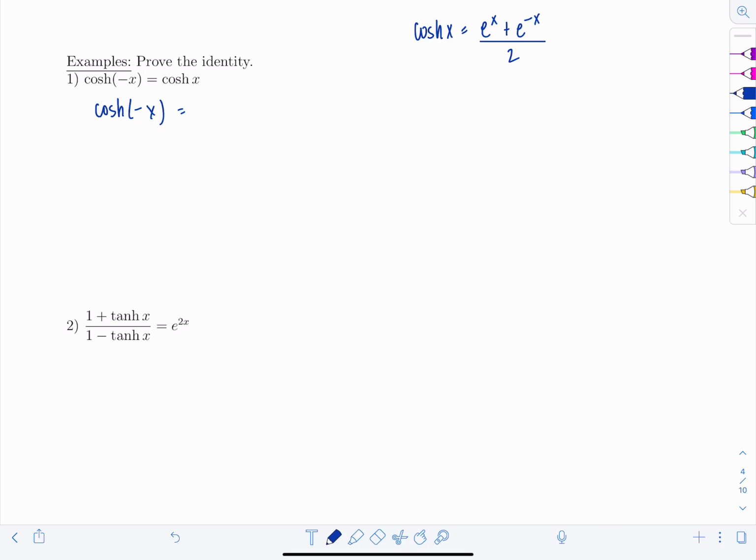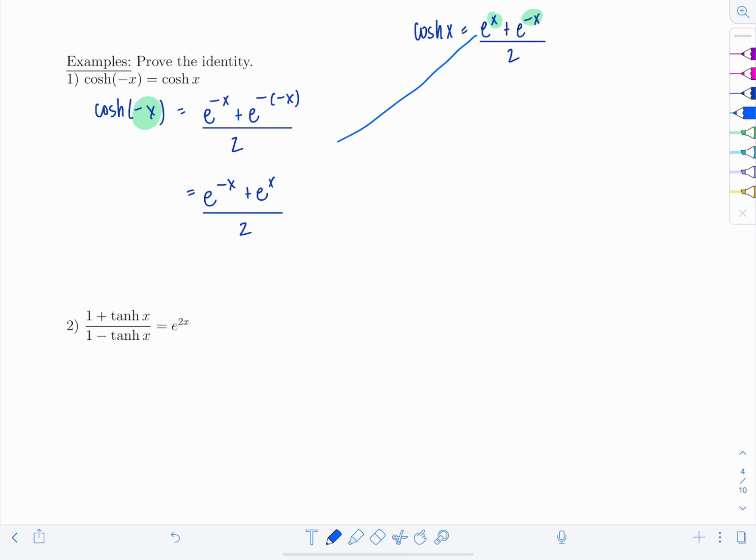So now I'm just going to substitute in negative x for the exponents and then see if I can complete the proof. So this would be e to the negative x plus e to the x over 2, which is e to the x plus e to the negative x over 2. And see, these guys are the same. It's just the numerator's been rearranged. So I'll switch it just so you can see. Oh my goodness, it's exactly the same. Wow. So this is cosh of x. We are done.